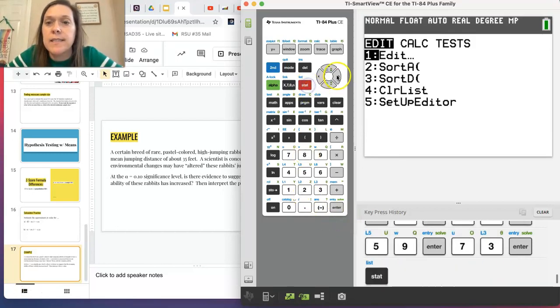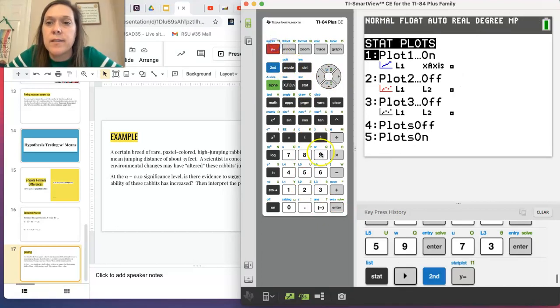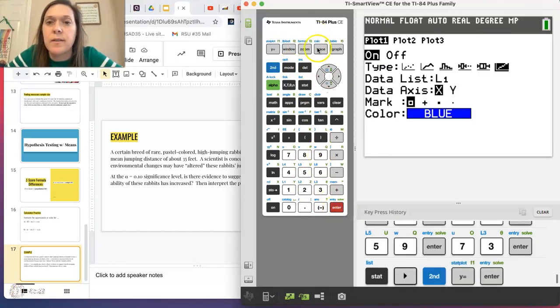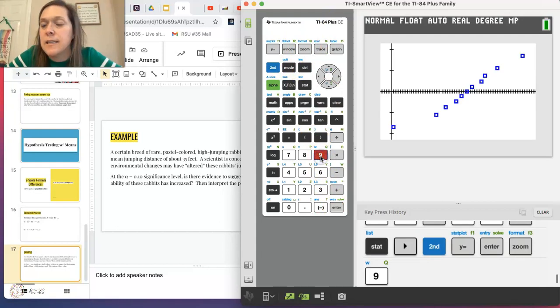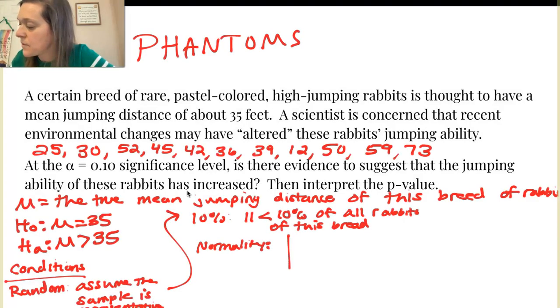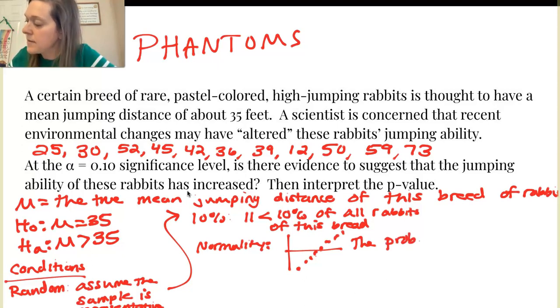And then I'm going to run a stat plot. It's all good. Zoom 9. I'd say it's roughly linear, right? So then we would say something like, a little bit of an outlier there, a little bit of curve. Okay, there's my plots. The probability plot is roughly linear.